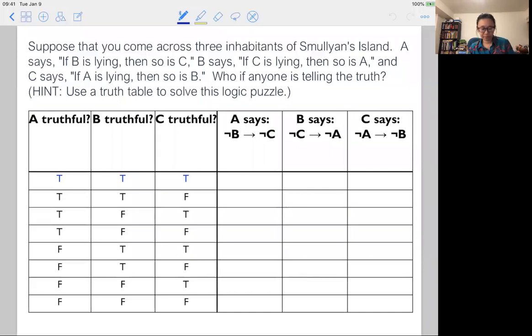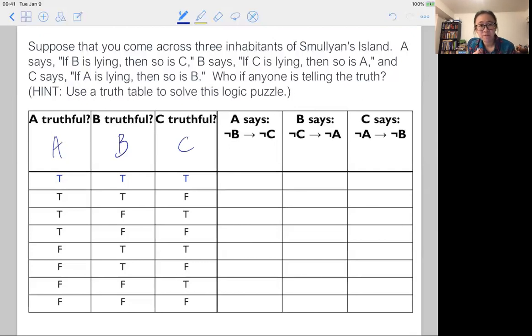Okay, so first of all, you need to translate English into terms, in this case, implications. There are three people on an island, and one says, if B is lying, so is C. Again, we're going to use three variables. Let's say A is a variable. If it's true, that means A is truthful. B is a variable. If it's true, that means B is truthful. And a variable C is true when C is truthful.